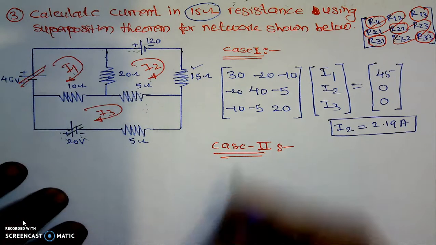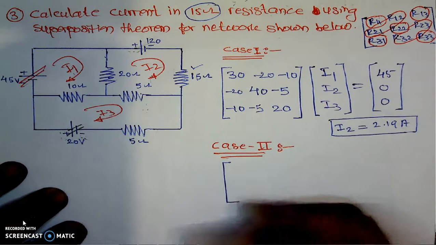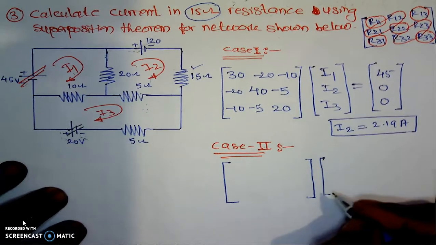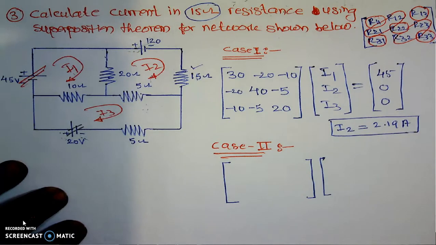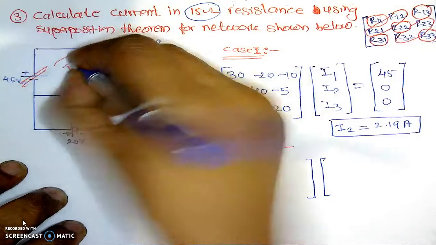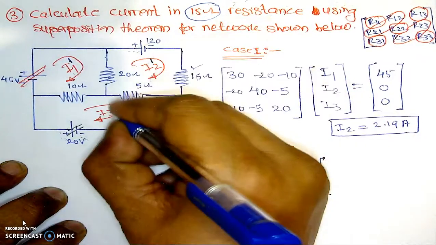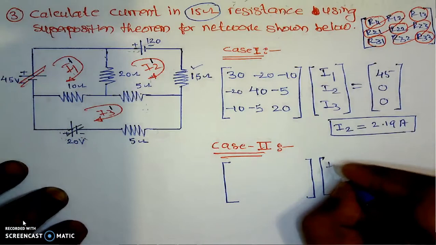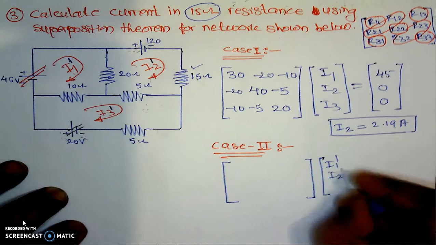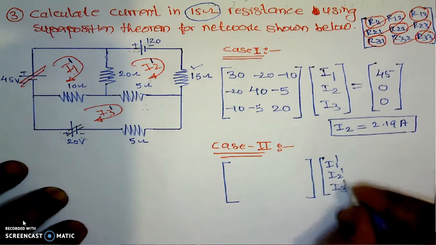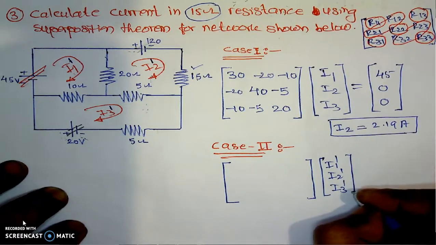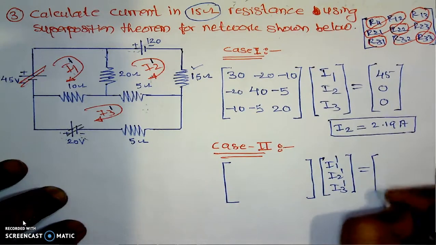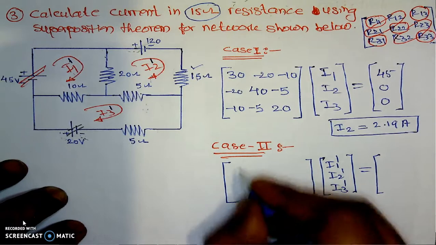Now, how will the matrix be? The impedance matrix will be the same. But for the second case, I will name the currents I1 dash, I2 dash and I3 dash, because the currents will be different. These are the currents for case 2, whenever we consider the second source, that is the 120 volt source.